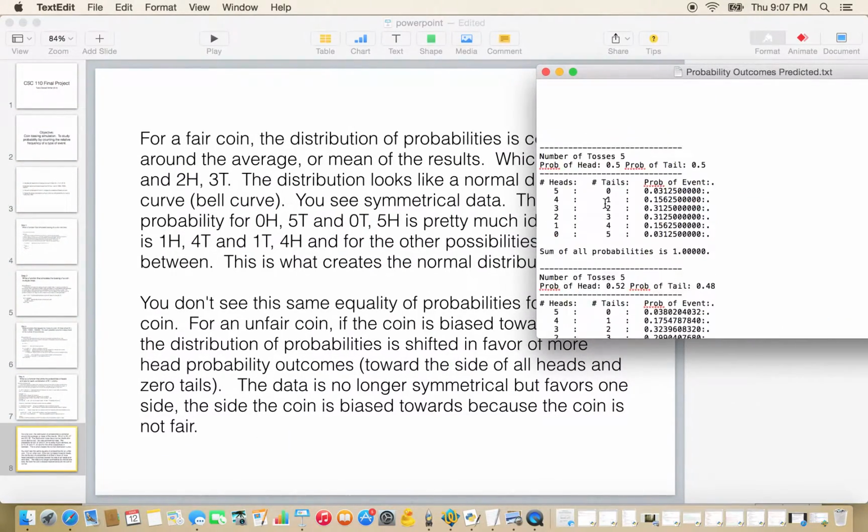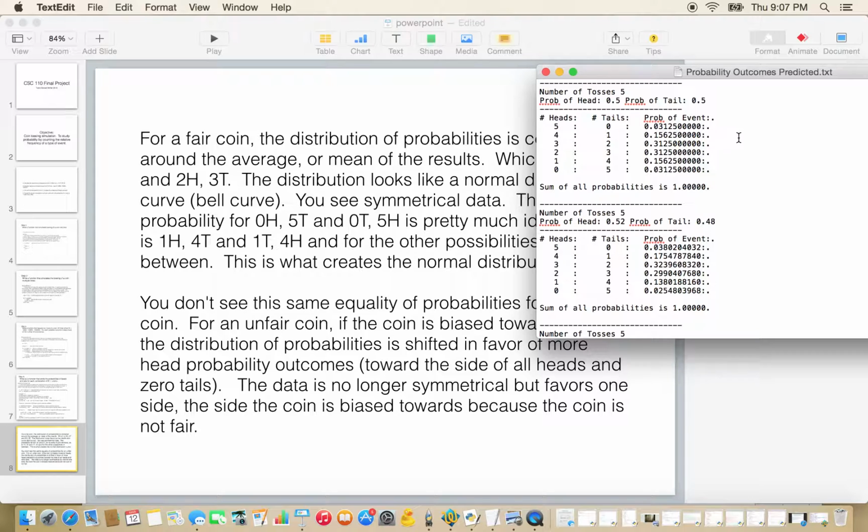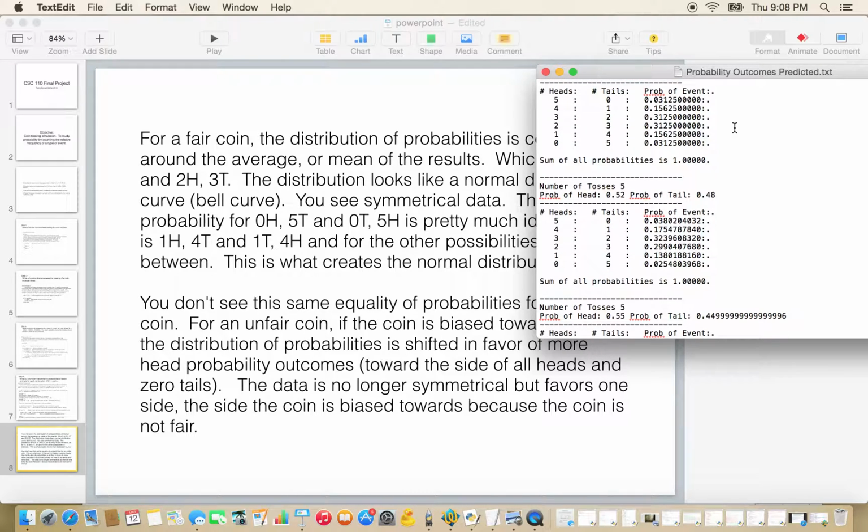You can see here the data is very symmetrical. 5 heads, 0 tails is 0.03125. It's exactly the same for 0 heads, 5 tails. 4 heads, 1 tail is 0.156, same for 1 head, 4 tails, 0.156. And then 3 heads, 2 tails is 0.3125, and 2 heads, 3 tails is the same. You see it's very symmetrical. This is a normal distribution curve. Very easy to tell: symmetrical data, 0.5 probability for heads, 0.5 probability for tails. It's pretty obvious that's fair.